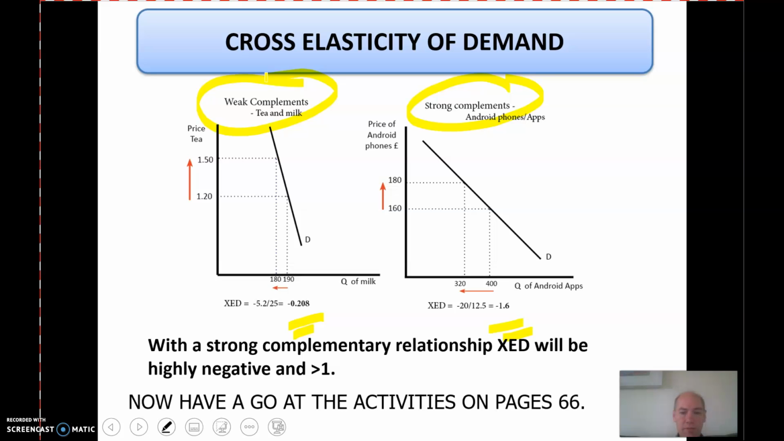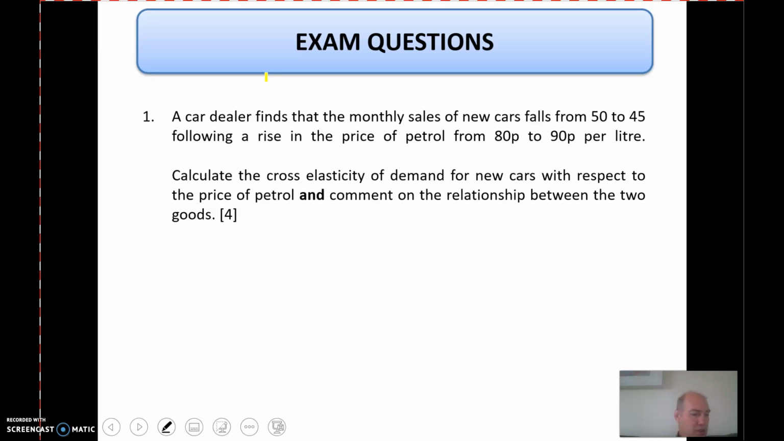Okay, in terms of your opportunity now, you're going to have a go at the activities on page 66. I am going to help you with an exemplar for number 1. In this instance, a car dealer finds that the monthly sales of new cars, so demand, falls from 50 to 45. What's caused that? A rise in the price of petrol from 80 to 90p. You're asked to calculate the cross elasticity of demand for new cars with respect to the price of petrol and comment on the relationship between the two goods. So cars and petrol, some of you should already be thinking, what type of relationship is that? What am I expecting to find?